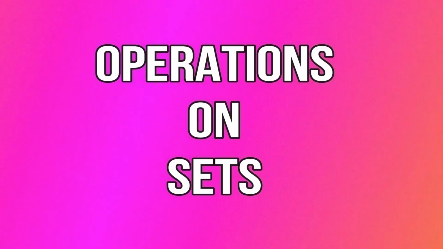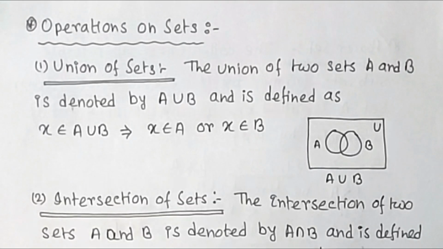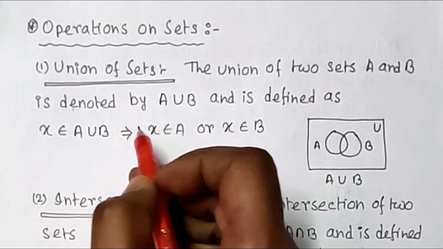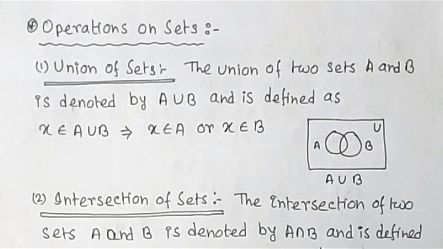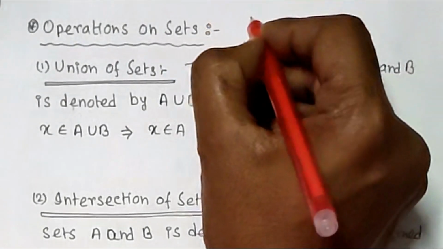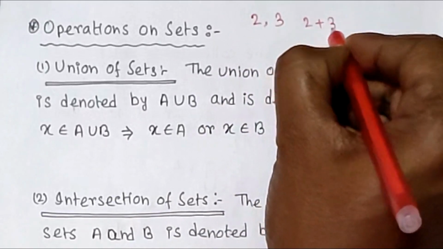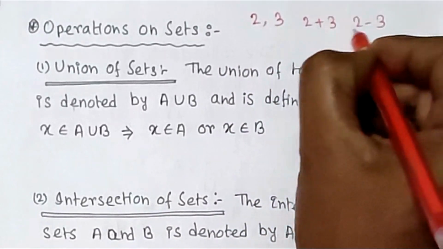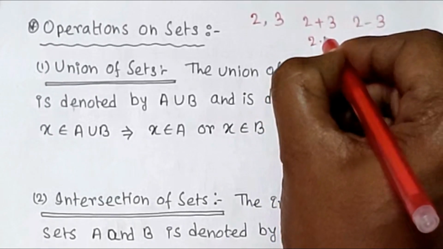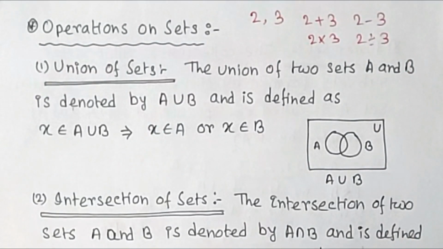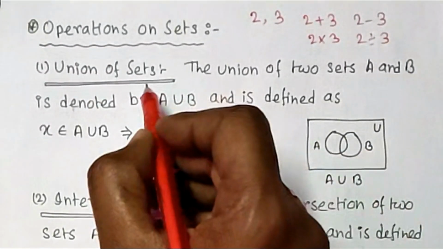Let's discuss the final section of this discussion: operations on sets. Operations on sets means, as for two numbers we can operate between them. Suppose there are 2 and 3, we can add them, 2 plus 3, we can subtract them, 2 minus 3, we can multiply them, 2 into 3, we can divide them, 2 divided by 3. So for two sets there are some operations. Number 1, union of two sets.